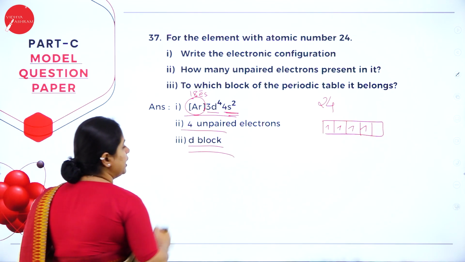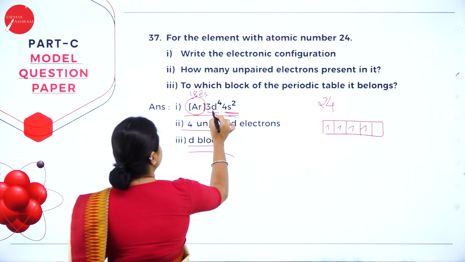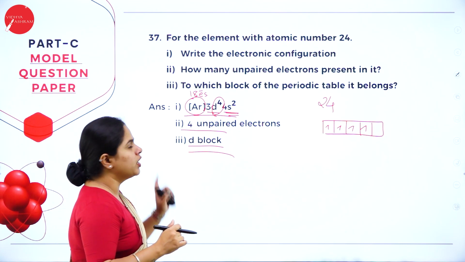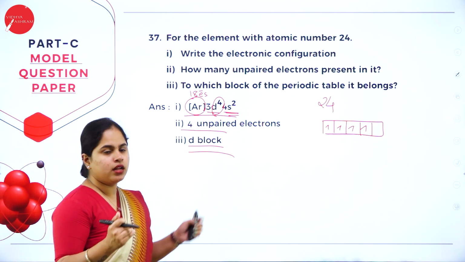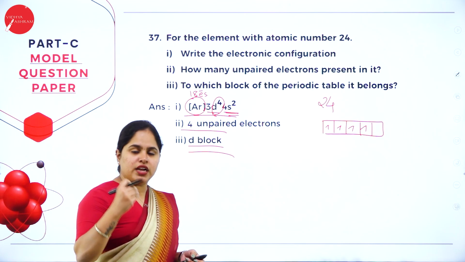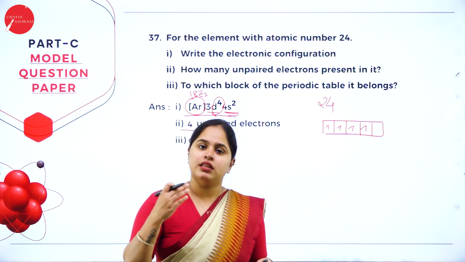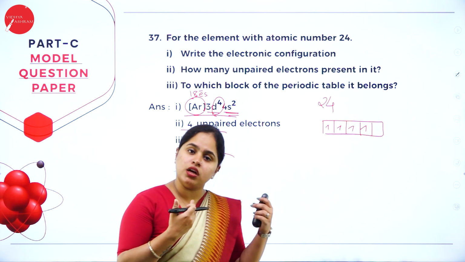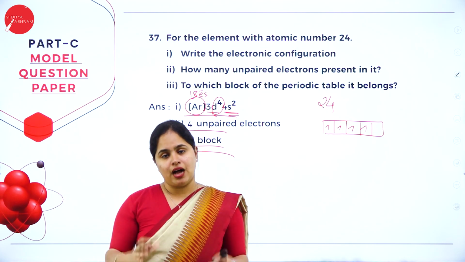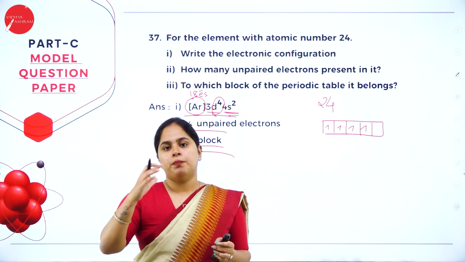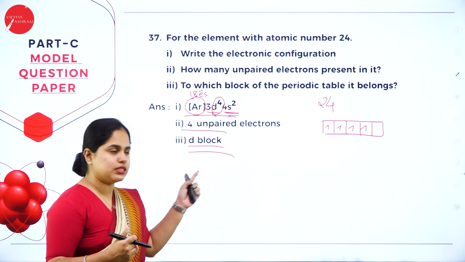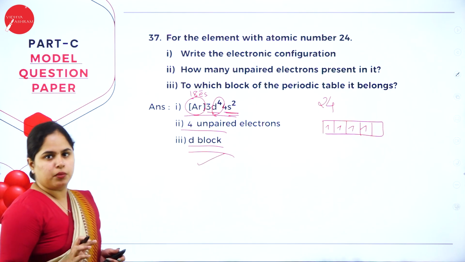And of course it is a d block element because the last electron goes to the d block. Even though we have written it as 3d4, 4s2, the last electron goes to the d orbital, not the s orbital, because the s orbital is already completely filled. Wherever the last electron goes, whichever orbital, that is the block. If it goes to the s orbital, it belongs to the s block. If the last electron goes to the p orbital, it will be under the p block. Here it is going to the d orbital, hence it is a d block element. This carries 3 marks. I hope it is clear.